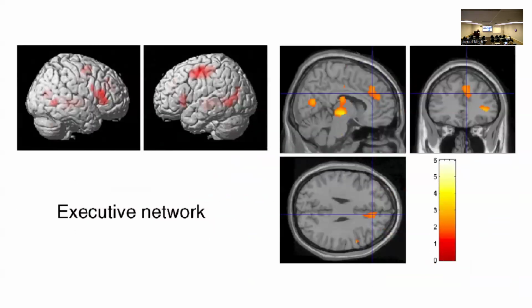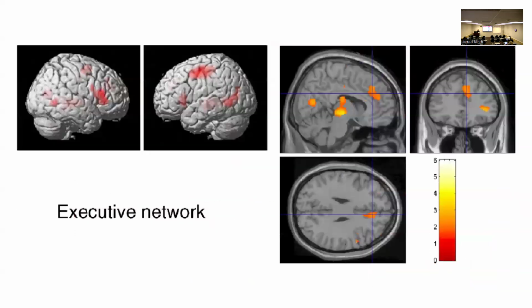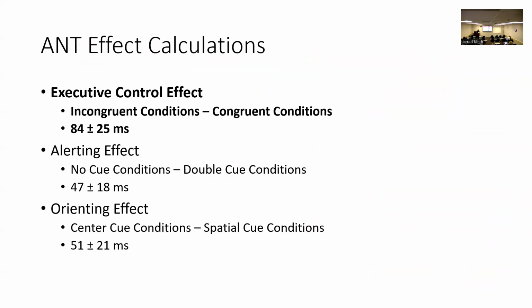All right, let's specifically focus on the executive. So that's the flanker, modified flanker, congruent and incongruent effect. Let's go back here. So we can take reaction time here, subtract them, and we get a difference of 84 milliseconds.